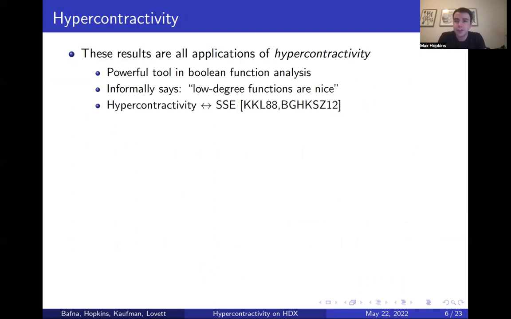Informally, you should think of hypercontractivity basically as saying that low degree functions, or low degree parts of a function, are nice in some sense. And I'll formalize this in just a second. It sort of turns out that, maybe morally and up to fudging parameters, hypercontractivity and this type of small set expansion characterization or behavior are basically equivalent. You can move between the two of them, only fudging things a little bit.